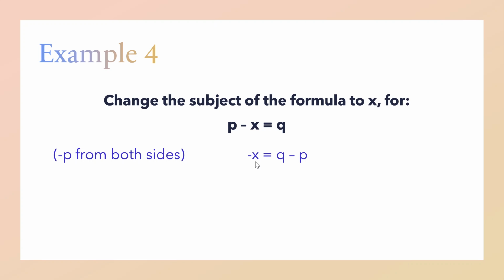Now we don't want what minus x equals, we want what positive x equals. So we need to times everything, each term, by -1. That turns your negative x into positive x. The q turns into negative q, minus p turns into positive p.